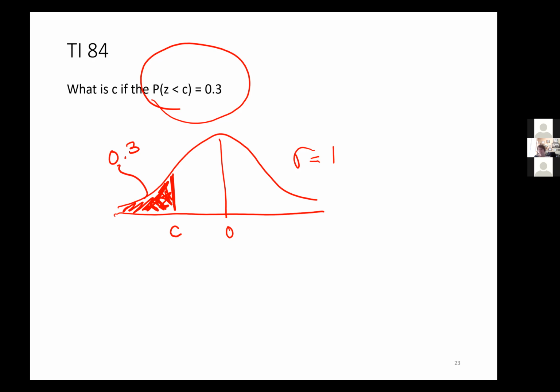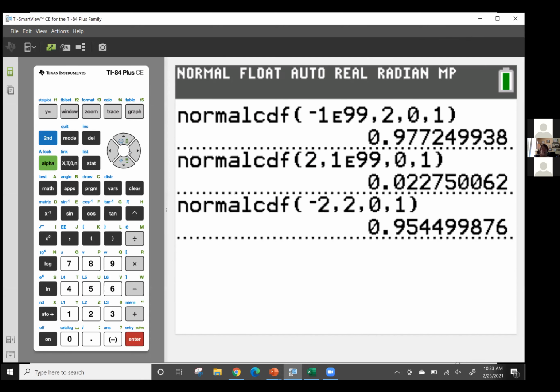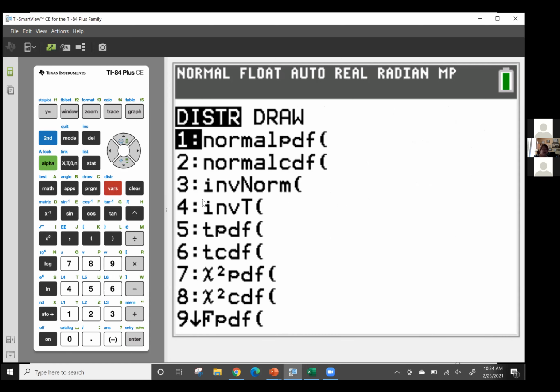So what we're going to use is what's called the inverse normal distribution. It's on your calculator, and all you have to tell it is the area under the curve and your mean and standard deviation. So let's go back to our calculators. I'm going to go to my distributions again. And number 3, do you see number 3? That is the inverse normal.